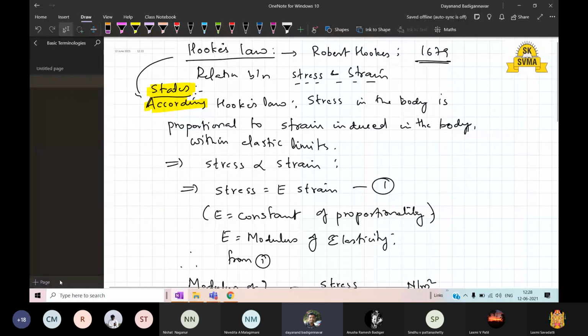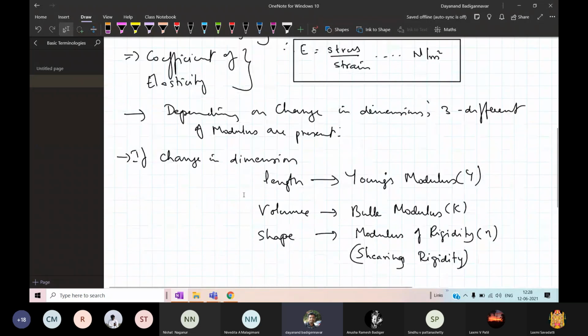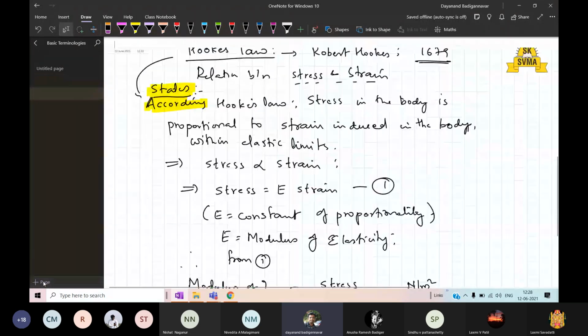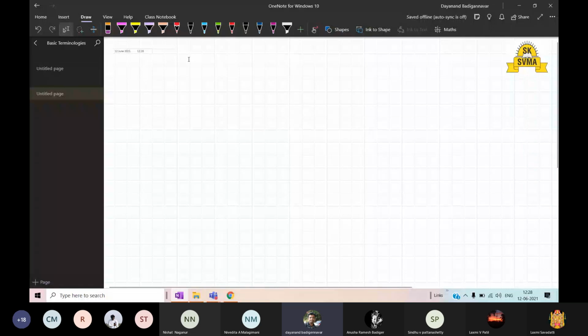So let us go for the different types of stress, strain, and the modulus. Let us go for the first one. Now students, are you there? Are you taking the class notes?